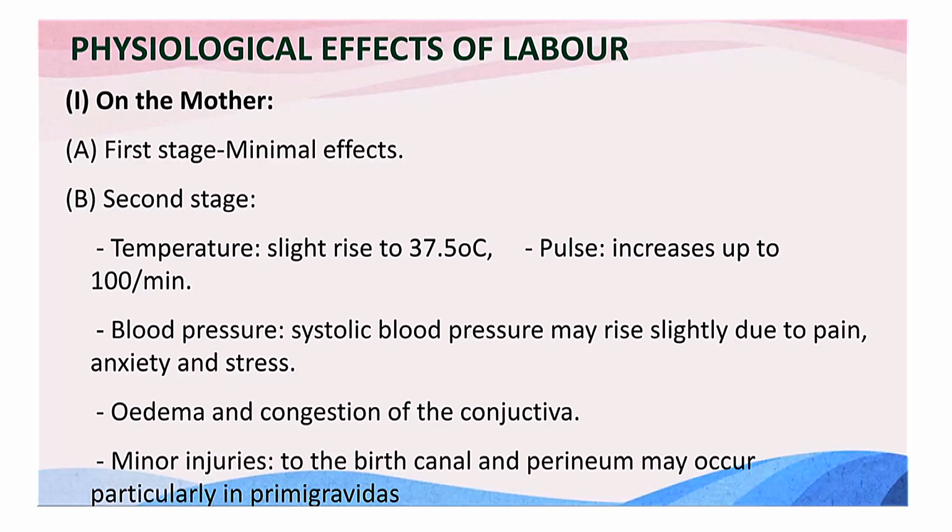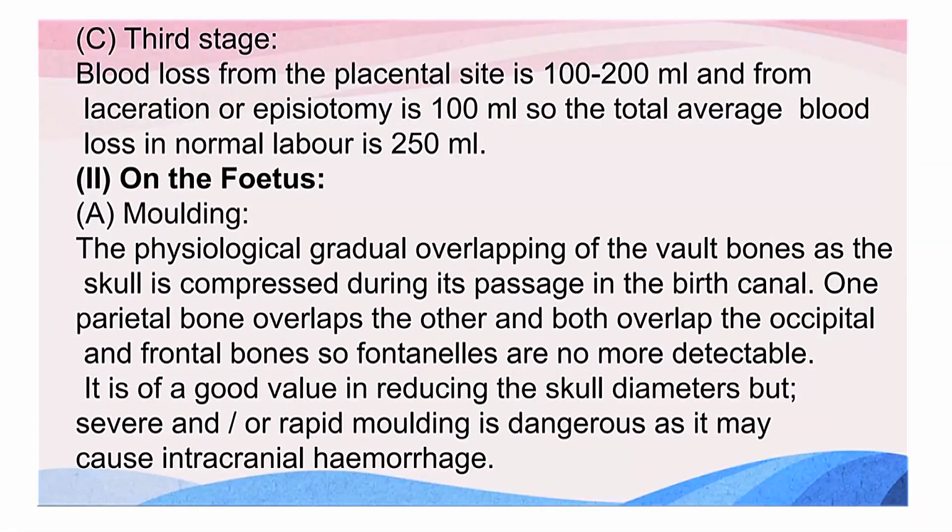Systolic blood pressure may rise slightly due to pain, anxiety and stress. Edema and congestion of the conjunctiva may occur. Minor injuries to the birth canal and perineum may occur, particularly in primigravidas. In the third stage, the blood loss from the placental site is 100 to 200 ml and from laceration or episiotomy is 100 ml. So the total average blood loss in normal labor is 250 ml.